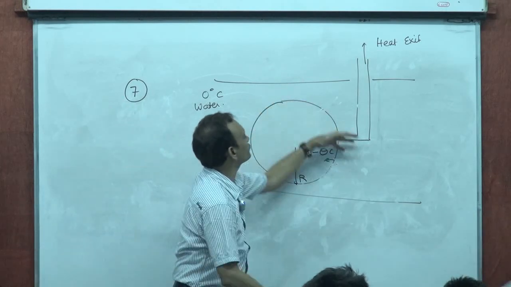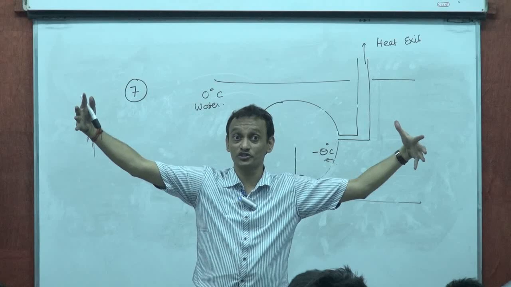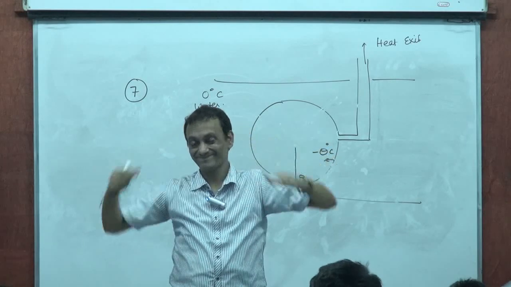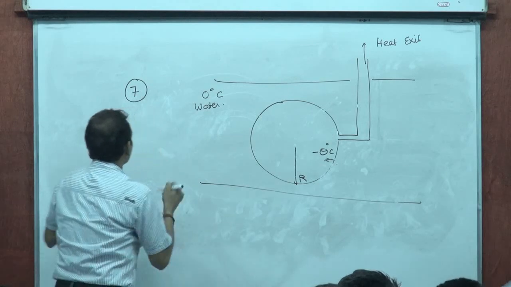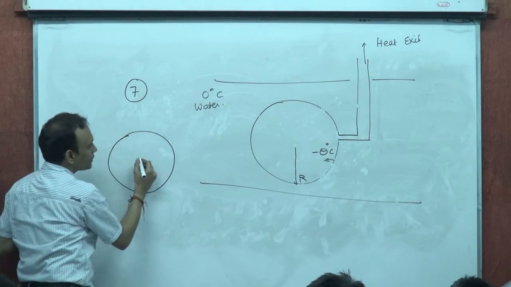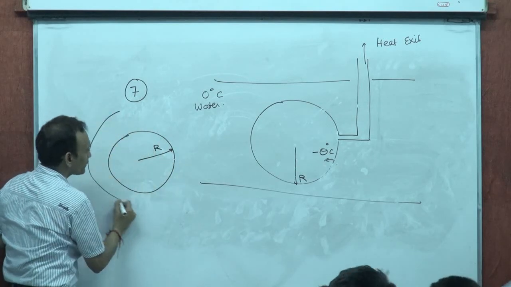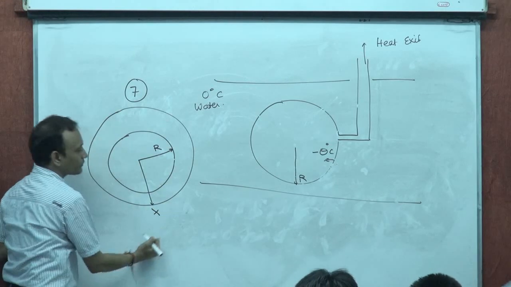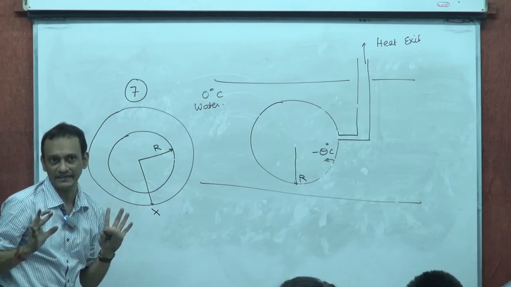No, only the area of this is growing. When there is heat exchange between this and this, that's why it's growing. So essentially, you know what would happen? Over a period of time, this is the initial radius R. After a while, let's say there is a thickness x minus R. Ice of thickness x minus R develops after a while, let's say.